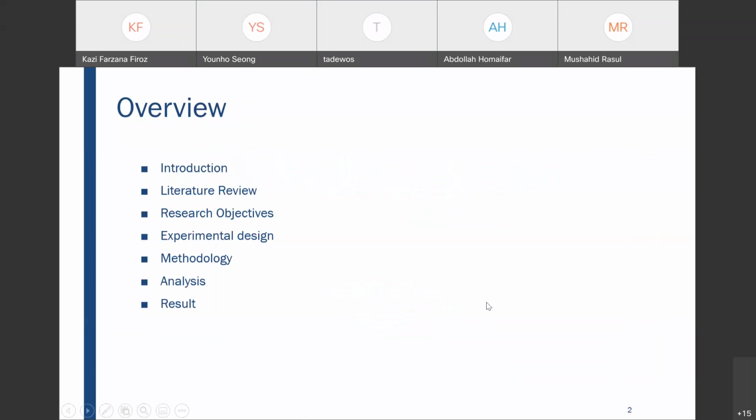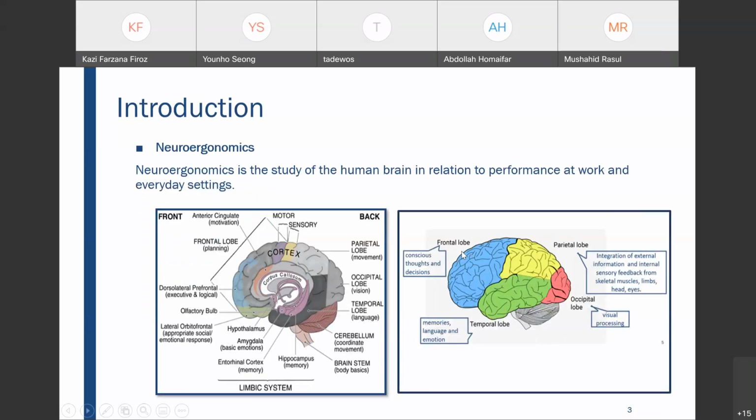So this is the overview of my presentation. I will go through introduction, literature review, research objectives, experimental design, methodology, analysis, and result. I'll give a brief introduction of neuroergonomics first. So this is our domain, as Dr. Song mentioned already. It's a broader domain of research.